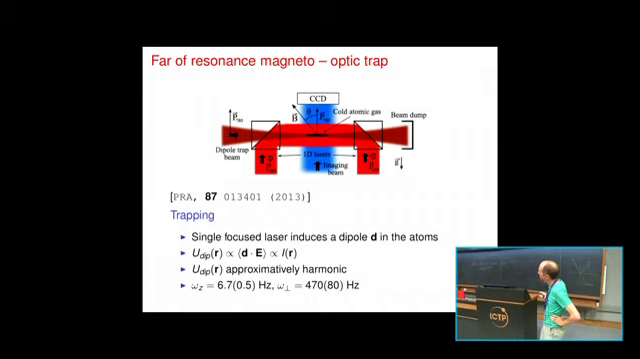And in the experiment that has been done, the frequency of the harmonic potential has been measured in this longitudinal direction, and this frequency in the other direction. So the cloud of atoms is more or less one dimensional. So this is a cold atom experiment.